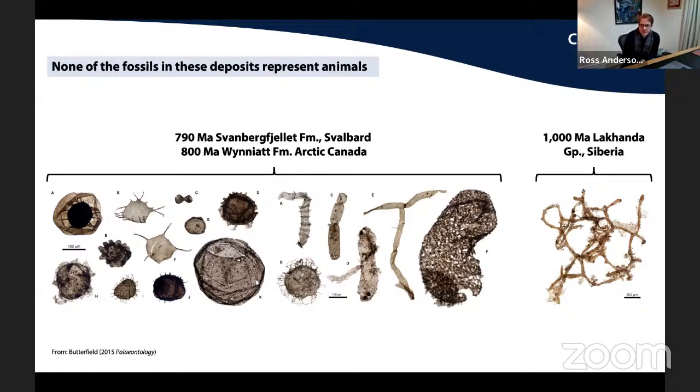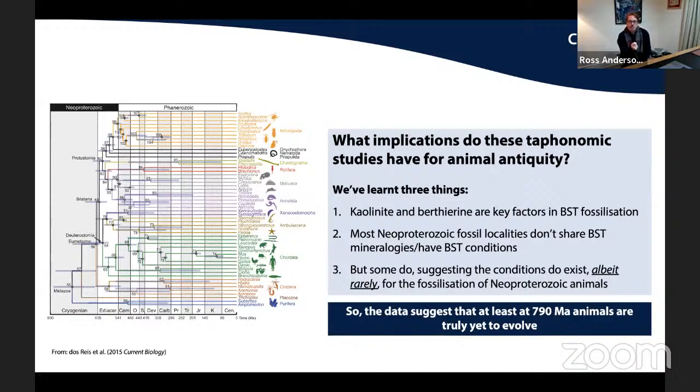None of the fossils in these deposits could be argued to be an animal. And that's the key thing. Given that we have rare Neoproterozoic deposits with the conditions for Burgess Shale-type preservation, but no animals, it may suggest that animals really weren't there and may provide a useful maximum constraint at 790 million years ago. That's the youngest age of the deposits we've investigated that do show Burgess Shale-type conditions in the Neoproterozoic. A useful constraint at 790 on our molecular clocks. So we can plug this into molecular clocks and get a better calibration point.